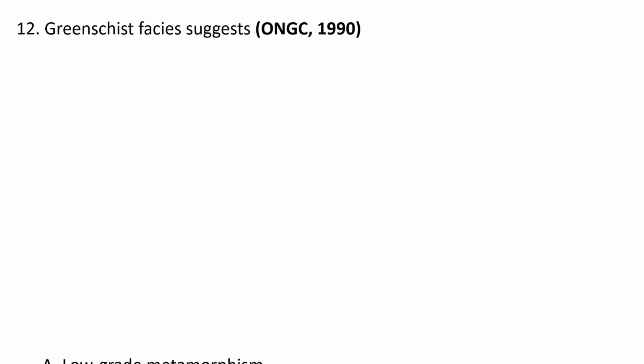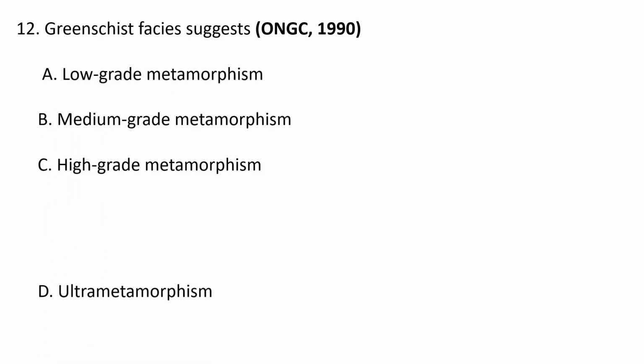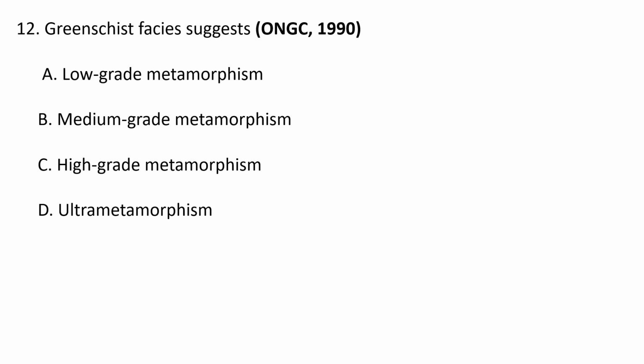Green-schist facies such as A. Low-grade metamorphism, B. Medium-grade metamorphism, C. High-grade metamorphism, and D. Ultra-metamorphism. Green-schist facies is low-grade metamorphism. Green schist and chlorite schist are fine-grained to medium crystalline schists of low-grade metamorphism, resulting from basic igneous rocks at relatively low temperatures and pressure. So green-schist facies is just low-grade metamorphism. A is the correct answer.